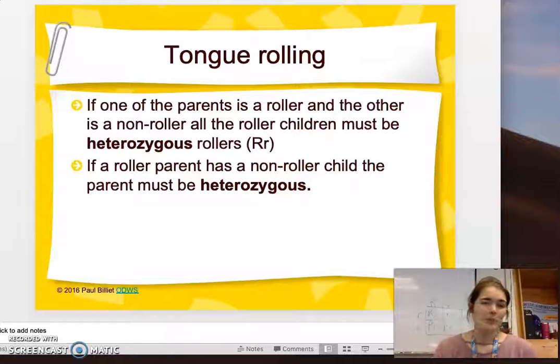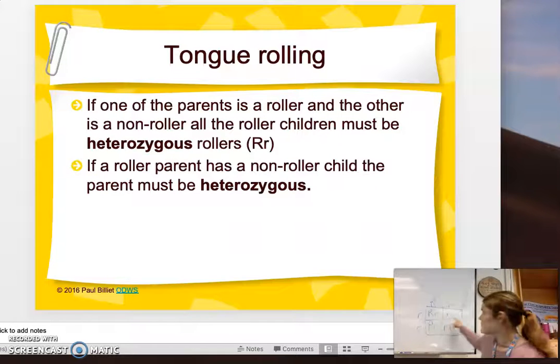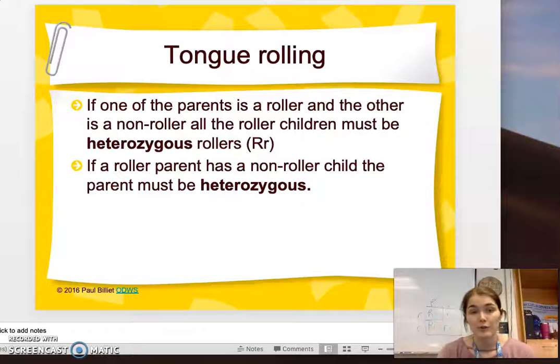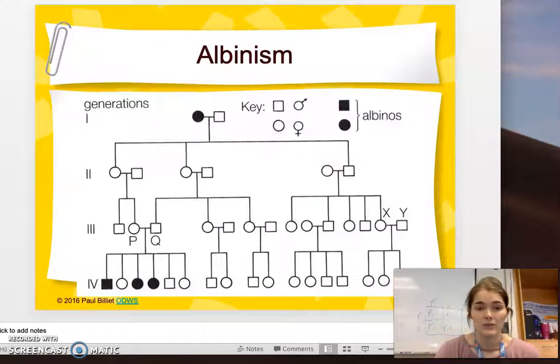But you can keep looking at it. We had to guess. In order for these kids to be non-tongue rollers, they have to get that trait from their parent. So this parent has to be heterozygous, meaning they have one of each.